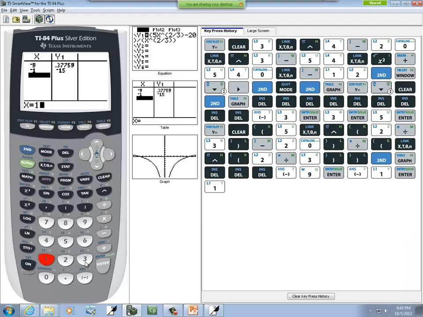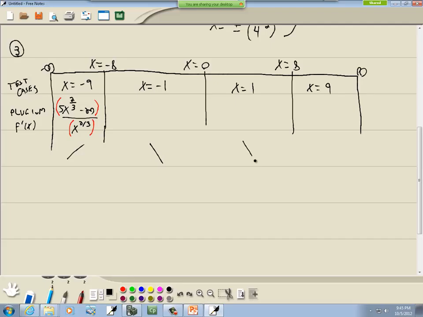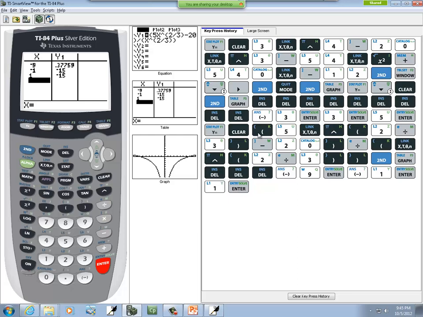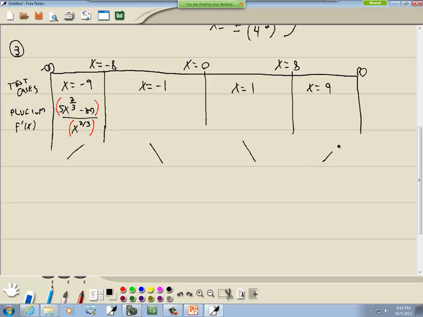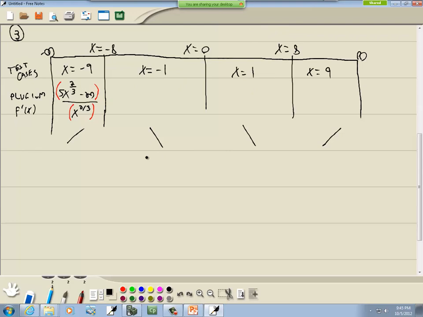If we put in +1, negative, so it's decreasing still. And then if we put in 9, we get a positive number, so this is increasing. Now, you could go through all the algebra to plug it into here and so forth, but the graphing calculator is very nice for helping simplify those a little bit. I mean, these problems are challenging enough as is.